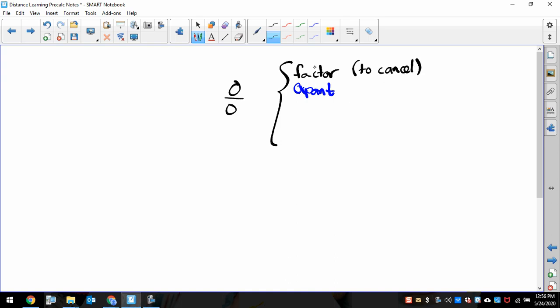And this one's expand. So that's something like maybe you have x minus 2 squared or something like that, and you have to expand it out to x squared minus 4x plus 4. So that would be expanding, and then you could have to multiply by a conjugate, or I'm going to say slash rationalize.